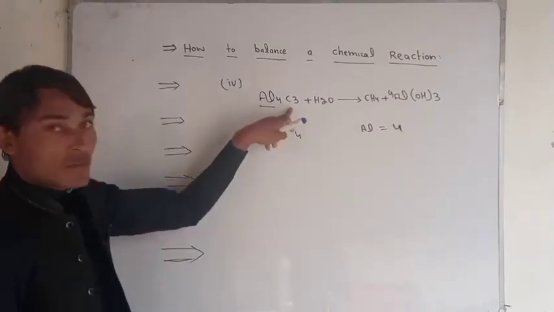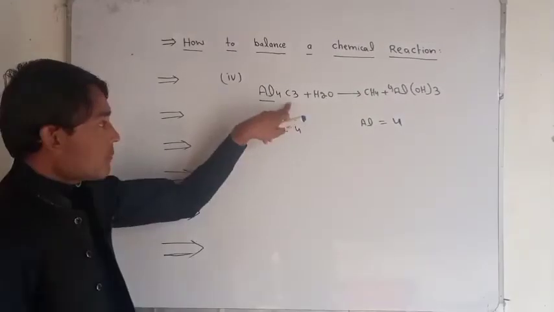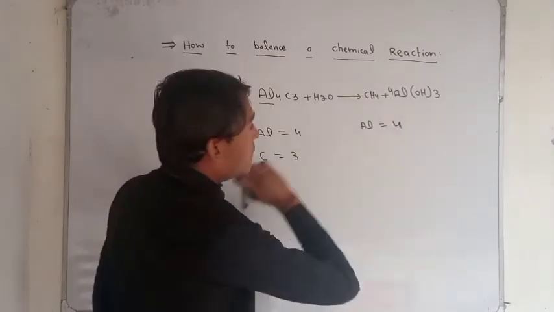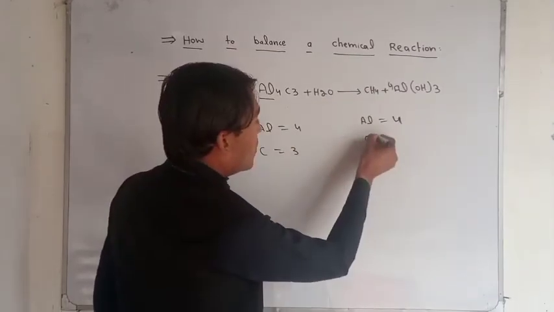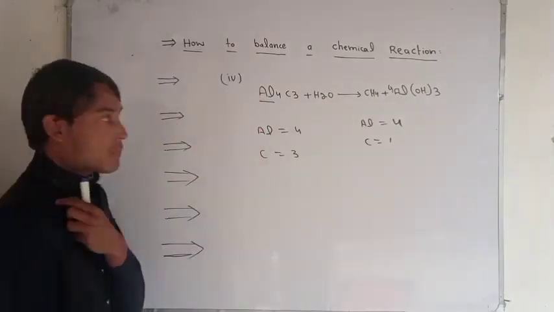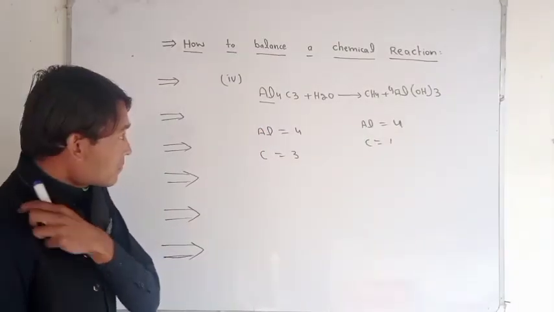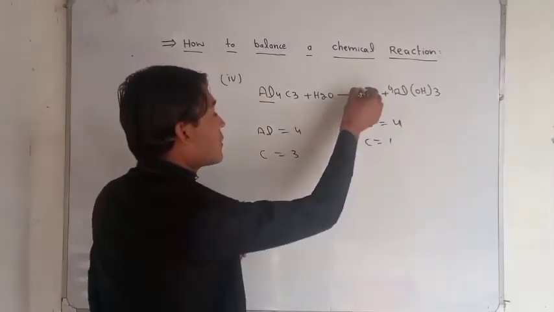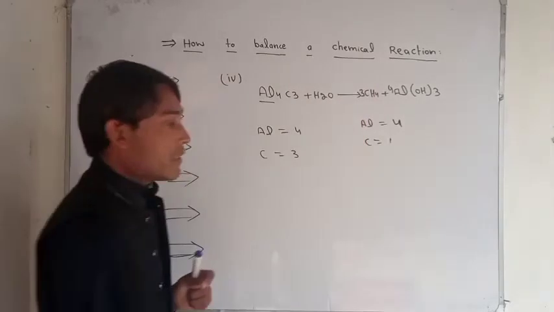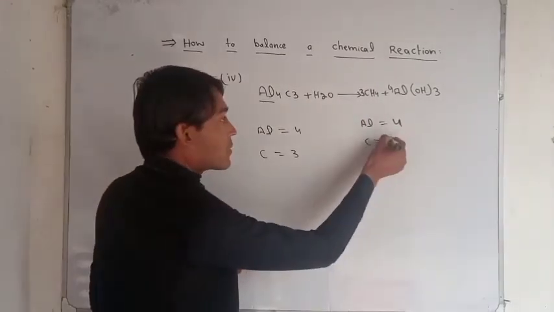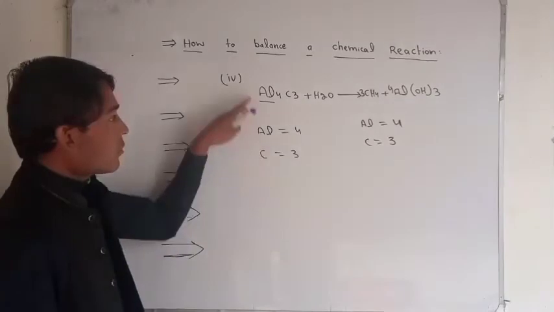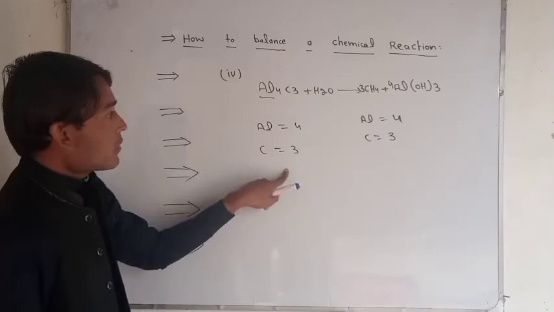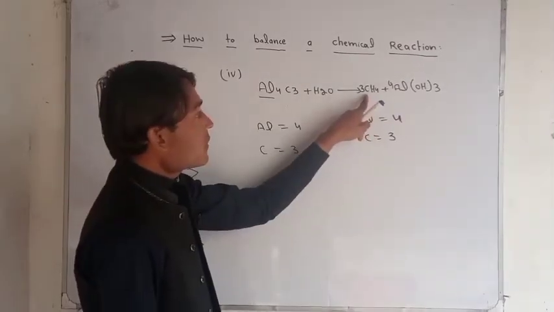Now we have non-metals. The number of carbon on one side is 3, and on the other side it is 1. Carbon is a non-metal here, so I will add a coefficient of 3 there. Now the number of carbon is balanced. Checking again: aluminium is 4 on both sides, and carbon is 3 on both sides.